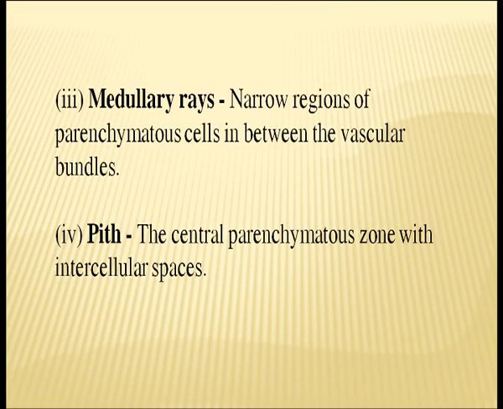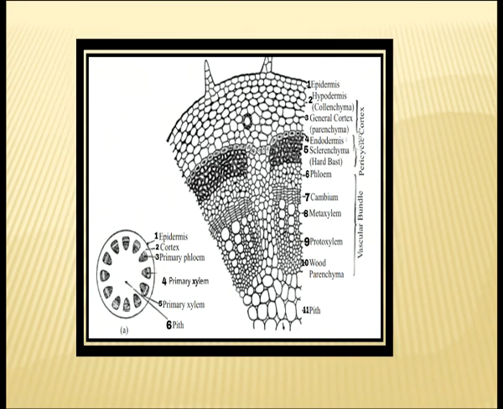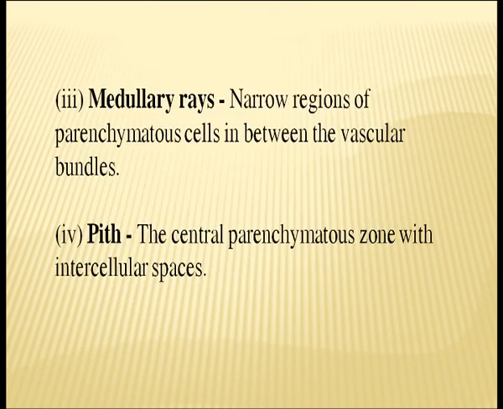Now, we talk about medullary rays, which are the narrow margins of parenchymatous cells between the vascular bundles. If I go back to the same slide, do you see that there are two bundles, and in between there is a layer of normal parenchymatous cells separating the two bundles. This particular parenchymatous layer of cells between the vascular bundles is called the medullary ray. So, medullary rays are the narrow regions of parenchymatous cells in between the vascular bundles.